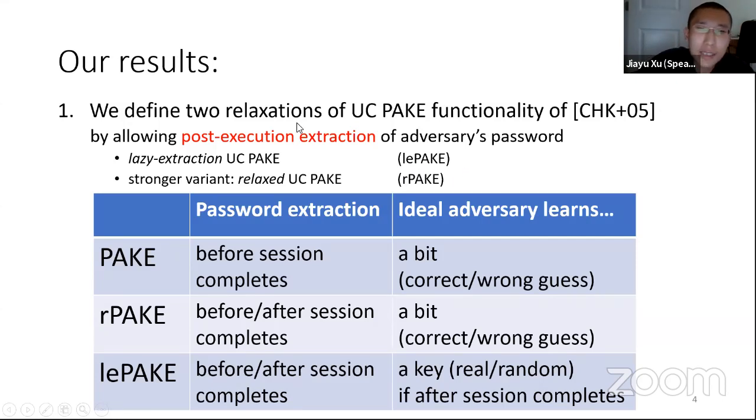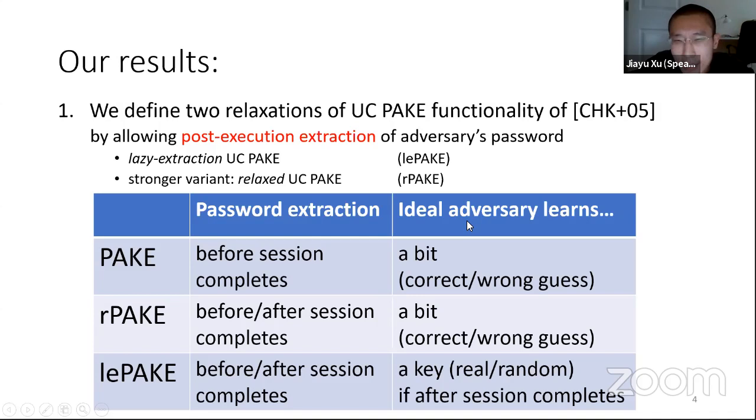The idea of our relaxation is actually very simple. In the standard UC PAKE functionality, it requires that the password extraction must happen before an honest party session completes. And in both of our relaxations, both LE PAKE and RPAKE, we allow the password extraction to happen even after the session completes. And what is the difference between RPAKE and LE PAKE?